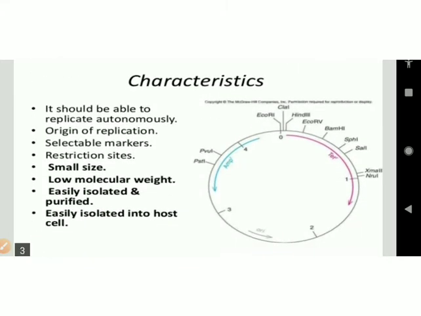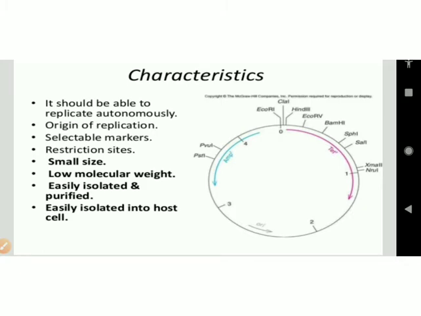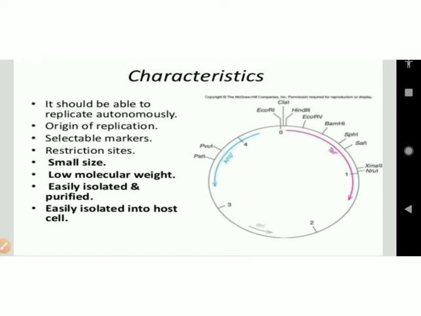First we will discuss the characteristics of the cloning vector. It should be able to replicate autonomously, meaning automatically when inserted into a certain type of cell, maybe eukaryotic, maybe prokaryotic. After insertion the vector replicates autonomously, with no external stimulation required.